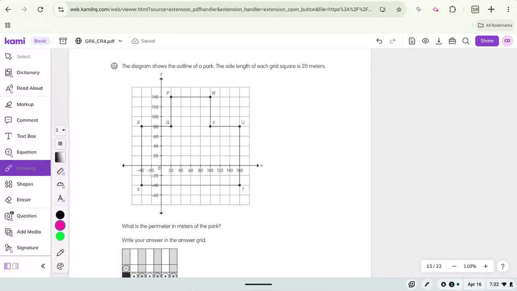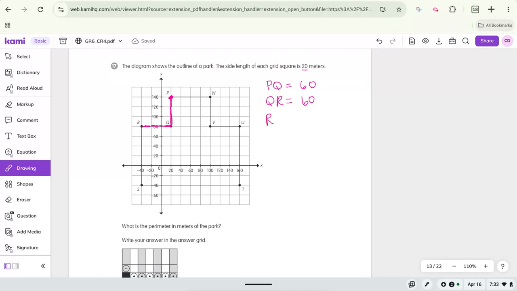All right, for number 17, I want to be very systematic here. So I'm going to start at point P, and I'm going to go around the figure counterclockwise. So I'm going to find the length of each segment. So from P to Q, now each one of these represents 20 meters. So 20, 40, 60. PQ is 60 meters. Then I'm going to go from Q to R. 20, 40, 60. So Q to R is also 60.